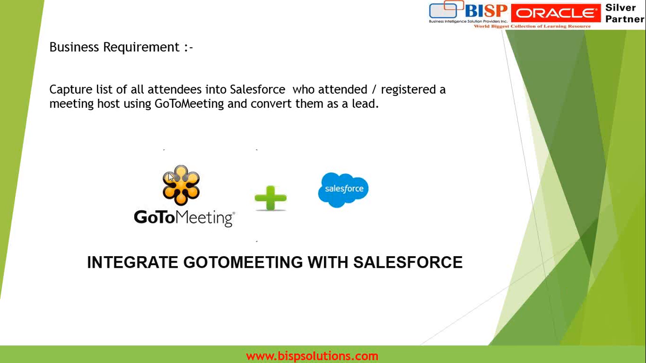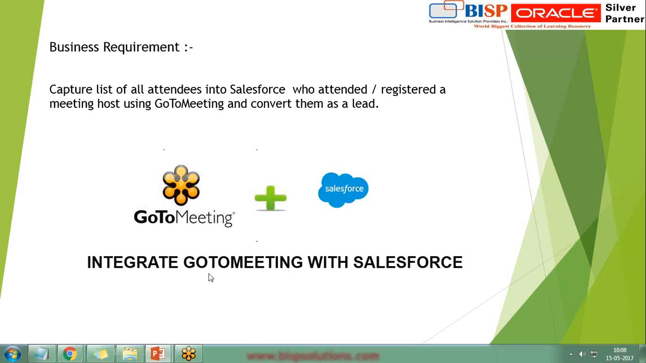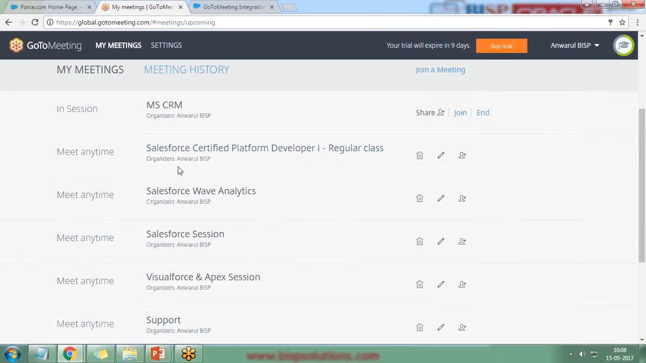So we have integrated GoToMeeting with Salesforce, and for doing this, we don't need to write any code because there is an inbuilt app available within App Exchange named GoToMeeting. We need to simply install that app with our subscription with our Salesforce application. So let's have a look at how we can integrate GoToMeeting with Salesforce.